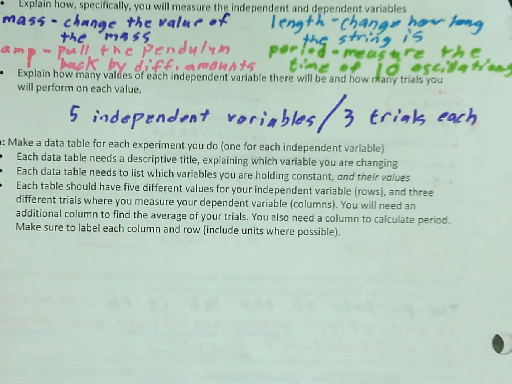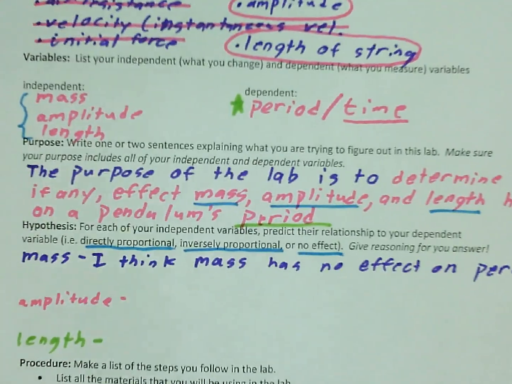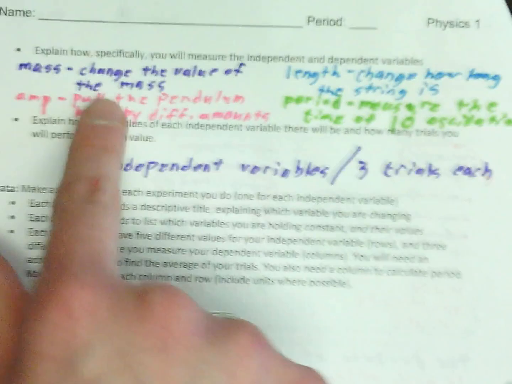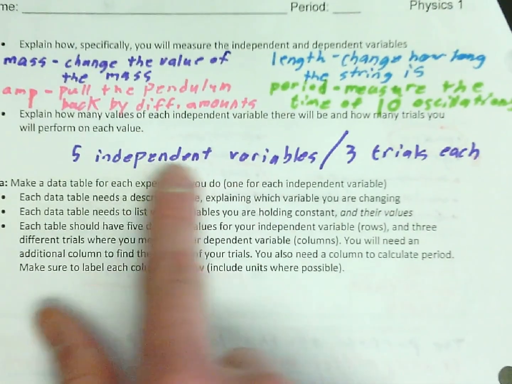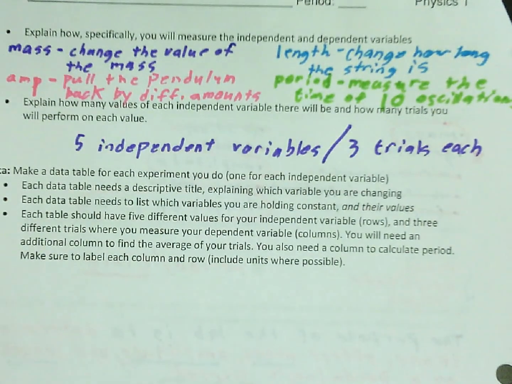Okay, does anyone have any questions on the procedure parts? So any questions on these 4 things? List of materials, the experiments we're going to do, how we're going to measure each of these things, or how many times we're doing them. Any questions on anything?